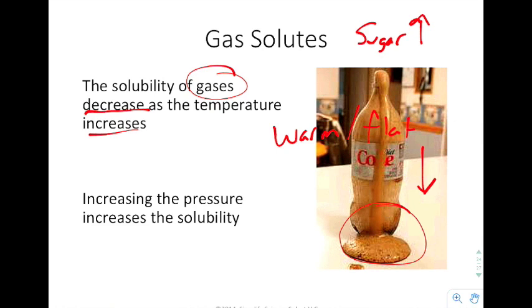Now, one of the things that you can do to increase the amount of gas solute is you can increase the pressure. Whenever you increase the pressure, it increases the solubility. And you see that every time you open a Coke. Whenever you open a Coke, it makes a sound, and it's because gas is escaping. The reason why is the bottle or can is stored at a higher pressure than the area around it.